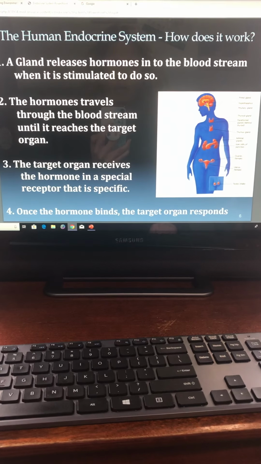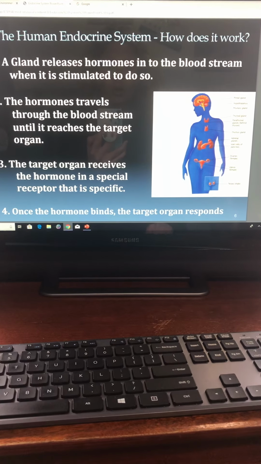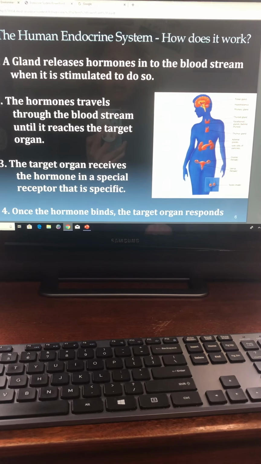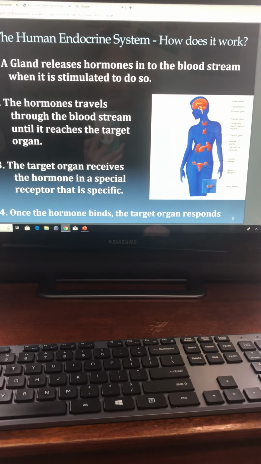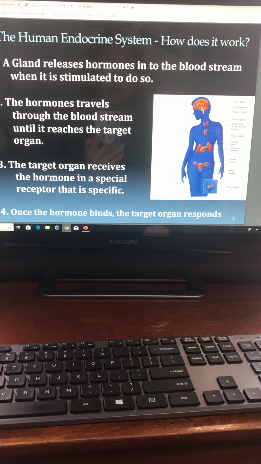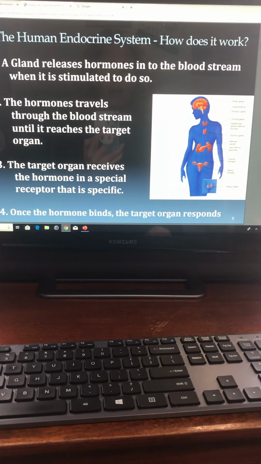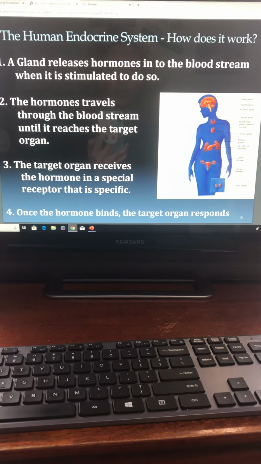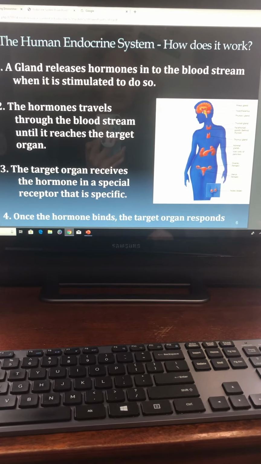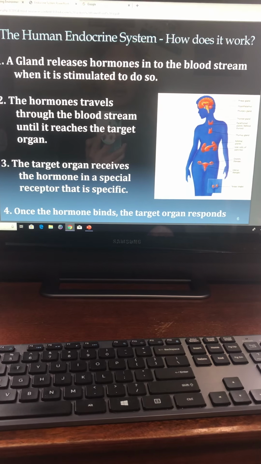Okay, continuing on with the human endocrine system, how does it work? Remember, the endocrine system is a system of glands and hormones. A gland is going to release the hormone into the bloodstream when it is stimulated to do so. So in other words, it's got to be turned on, almost like a flip of a switch, and then it will release that hormone.